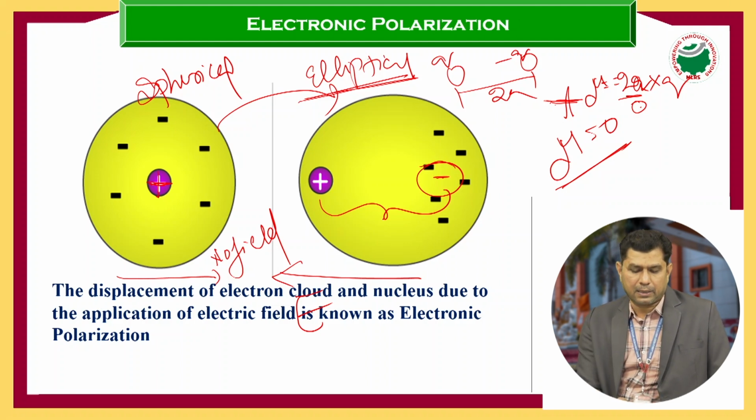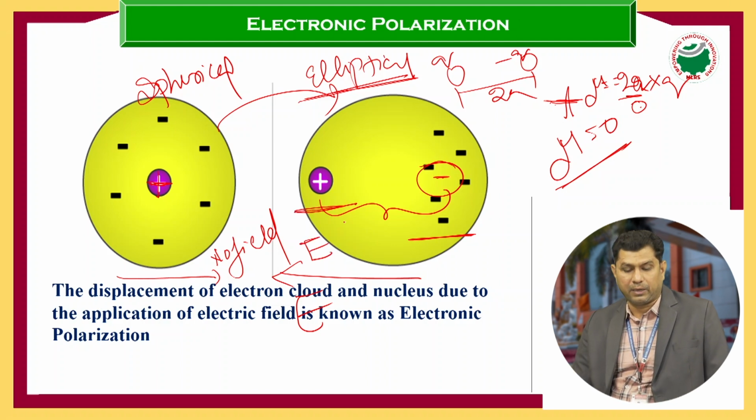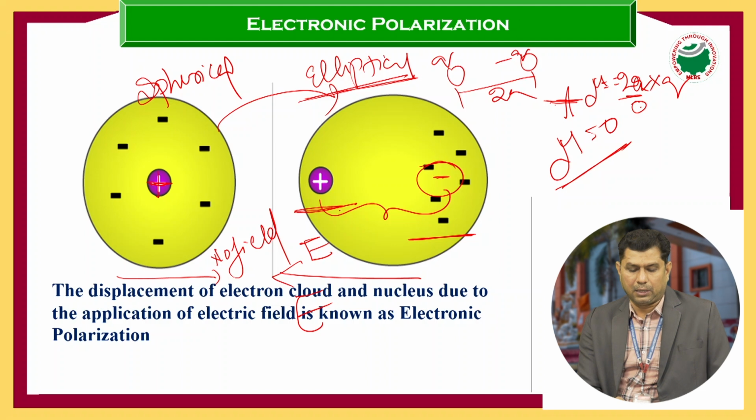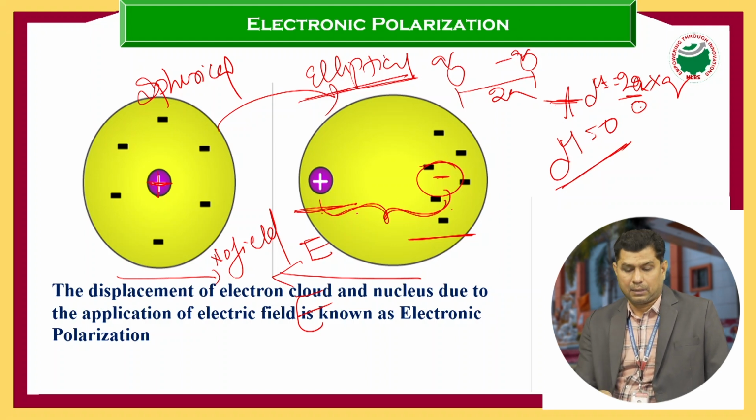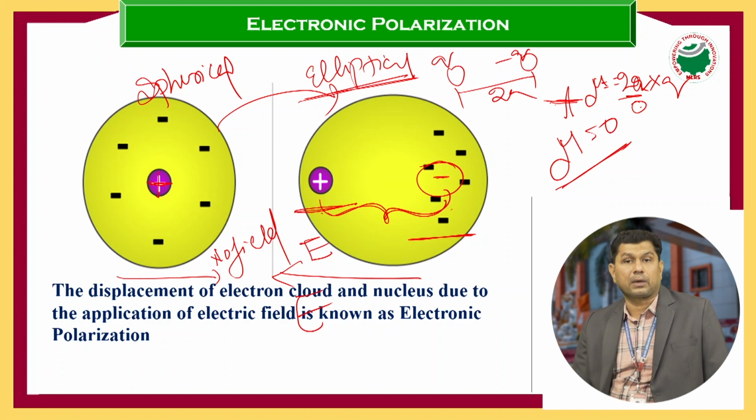How will we define electronic polarization? The displacement of electron cloud and nucleus due to the application of the electric field is known as electronic polarization. The electronic polarization purely depends on the distance of displacement, nothing but how much displacement happens. More displacement, more electronic polarization. Less displacement, obviously, less electronic polarization takes place. But this electronic polarization is independent of temperature.